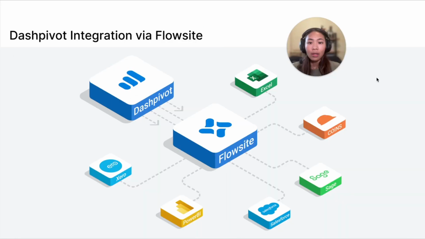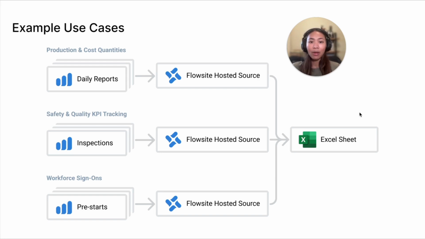Dashpivot can also be used for many other use cases, and data can be synced to external tools such as Excel, Power BI, Xero, etc. using our integration product called Flowsite. With this, you can seamlessly transfer data from Dashpivot to your preferred data analytics or any tools to streamline the process even more. For example, some of our current customers are using the integration to push their daily reports data to their chosen analytic tools, eliminating that manual data transfer step.